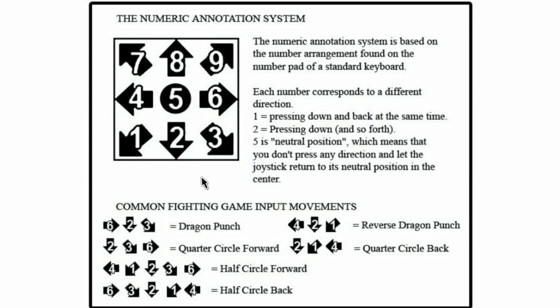Alright, so before we go into frame data, we have to go over what input terminology is. If you look on the screen there, you will see a layout for all of your buttons. So basically, 1 is your down and back input at the same time. 2 is going to be your down input. 3 is going to be your down and forward input at the same time. 4 is going to be your back input. 5 is going to be your neutral, meaning you're pressing no directional buttons at all.